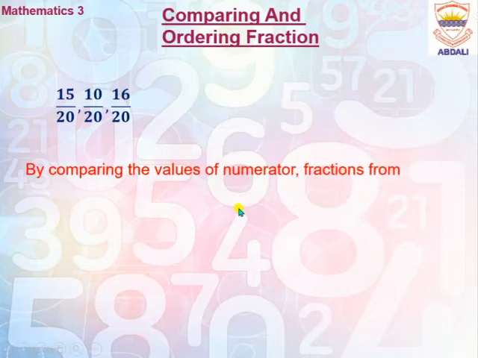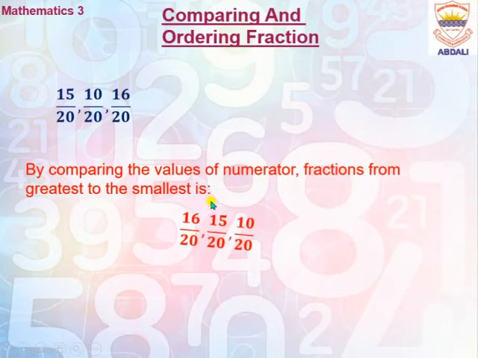It means 16 by 20 will be our first fraction, because we have to start our arrangement from greatest to smallest. So 16 by 20 will come first. After that, which numerator is on the second number? 15. So our second fraction will be 15 by 20 and the last will be 10 by 20. So here we have arranged these fractions from greatest to smallest.